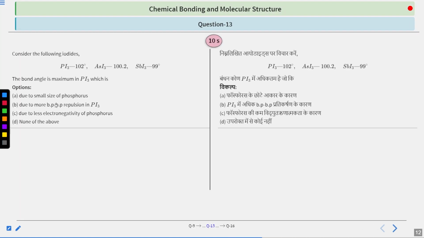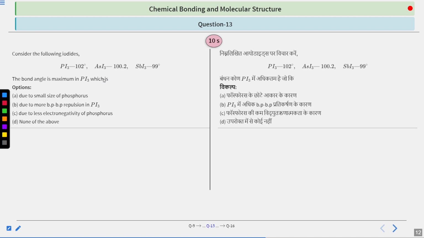Question number 13 says: consider the following iodides, which are PI3, whose bond angle is 102 degrees, AsI3, that is arsenic iodide, 100.2 degrees, and SbI3, that is antimony iodide, which is 99 degrees. Now you have to see the bond angle is maximum in PI3, which is the reason you have to say.